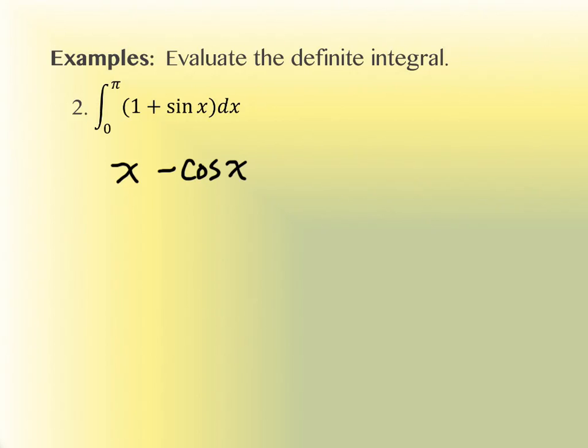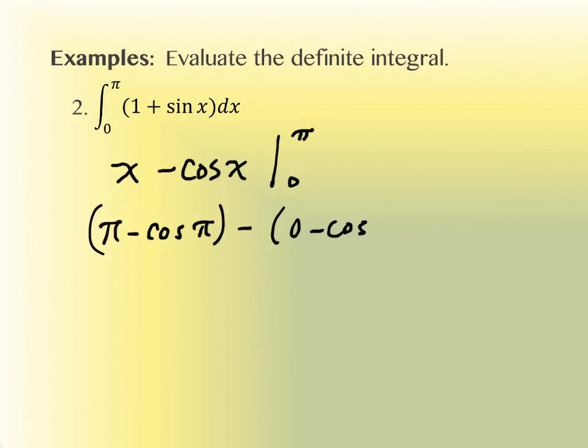Very good. And we're evaluating this at pi and 0. So notice I didn't put a plus c on it because, as we established in the last one, it's not necessary. So I've got pi minus the cosine of pi, and then minus 0 minus the cosine of 0. Now, a lot of times when we plug the number 0 in, especially when we're dealing with polynomials, it doesn't end up actually affecting anything. This one it does because the cosine of 0 is not 0.